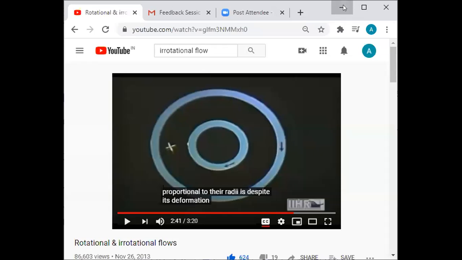Sir, just a doubt. Tell me. Sir, in the video, when he put the cross in the center, it was rotating, but while it was not on the edges but on the concentric circles around the center, it was performing a solid body flow.